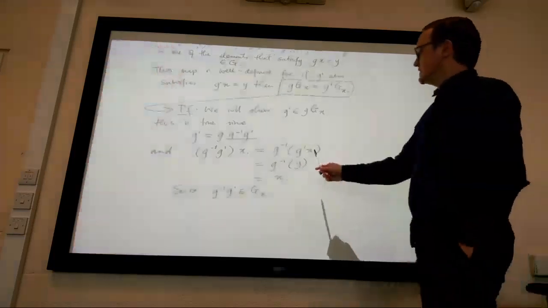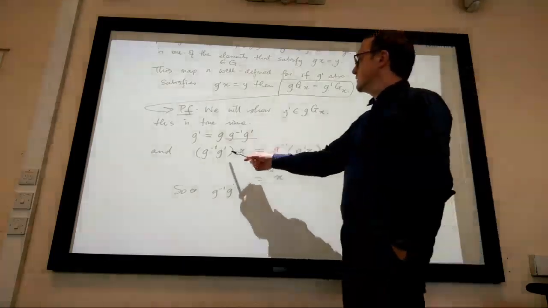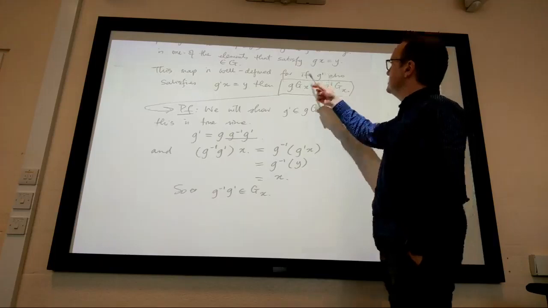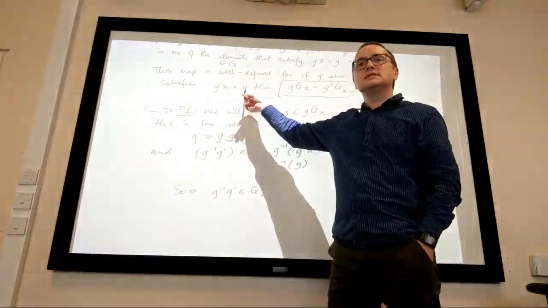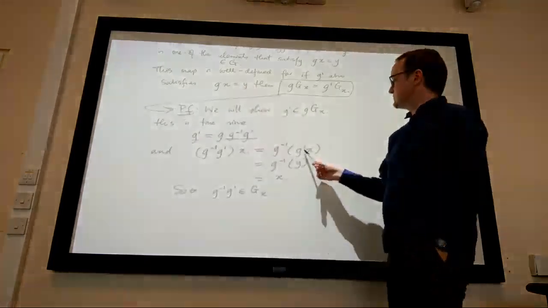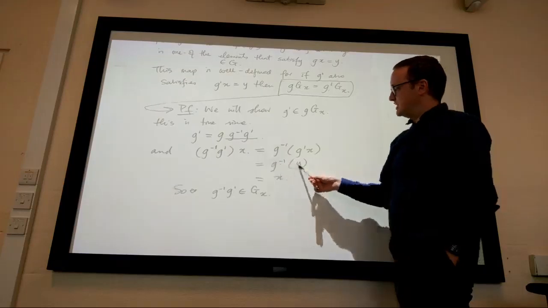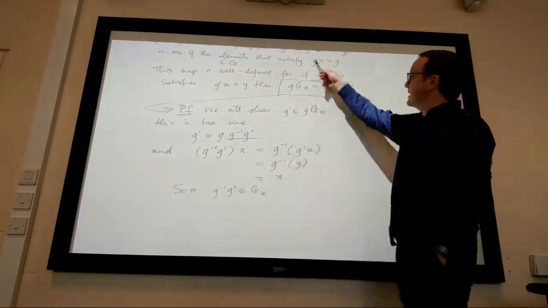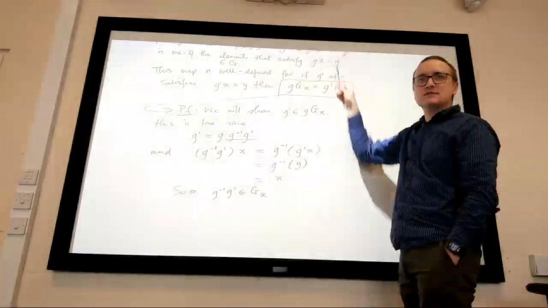G inverse X to Y. Why did I decide to replace that G with G prime? Because G prime also satisfies G prime X equals Y. So G prime X can be replaced with Y. And then you're applying G inverse to the element Y, but G is the mapping that sends X to Y, so G inverse is the mapping that sends Y to X.